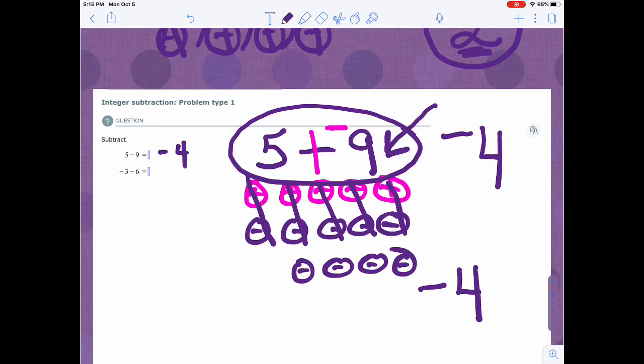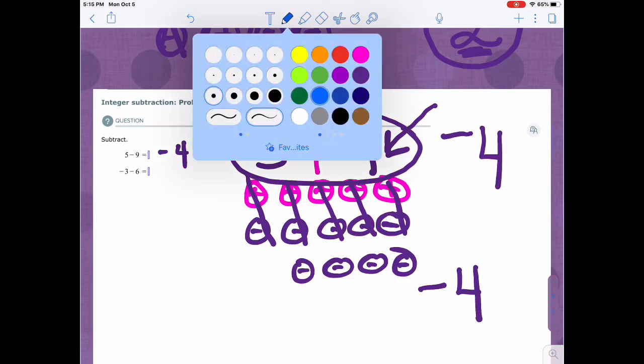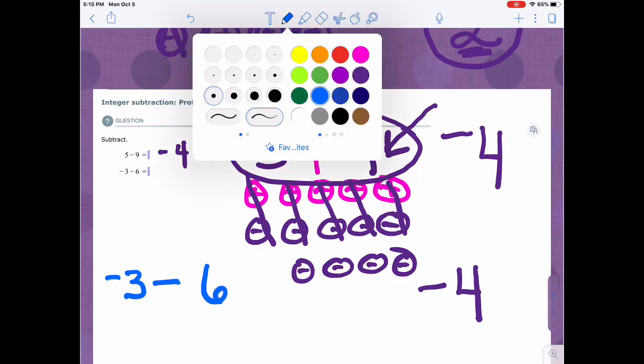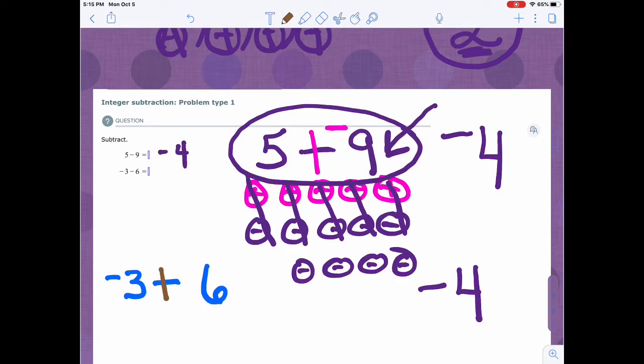If I want to do negative 3 minus 6, I'm still going to add the opposite. And now I have negative 3 and I have negative 6. All of these being negatives. So I just have a lot of negatives. So I add the 3 and the 6 and get 9. They were both negative, so it's just a lot of negative.